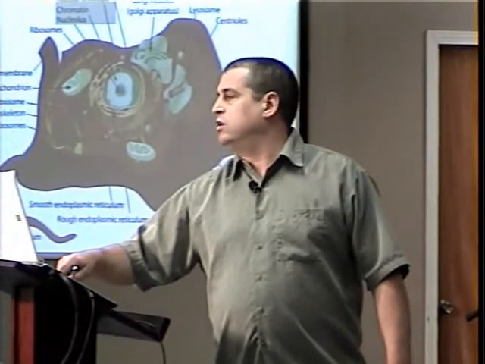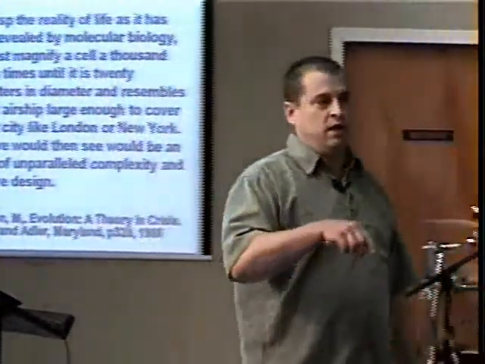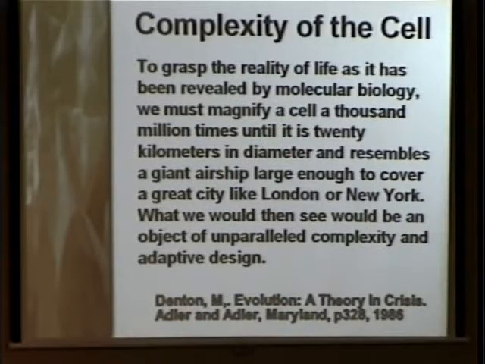Even evolutionists realize just how complex the cell really is. Michael Denton wrote a book called Evolution: A Theory in Crisis, an evolutionist who recognized serious problems with Darwinian theory, and described the cell like this. To grasp the reality of life as it has been revealed by molecular biology, we must magnify a cell 1,000 million times until it's 20 kilometers in diameter and resembles a giant airship large enough to cover a great city like London or New York. What we would then see would be an object of unparalleled complexity and adaptive design.